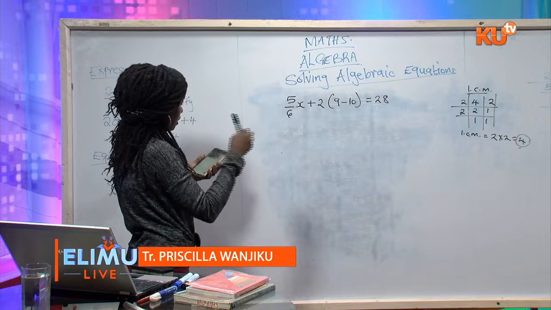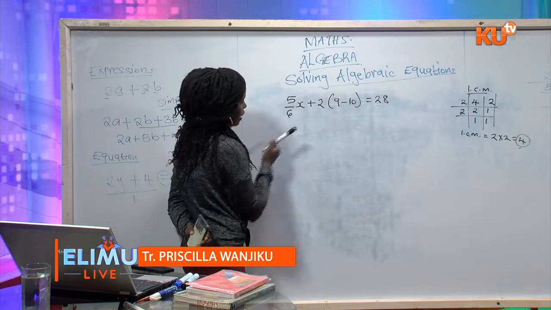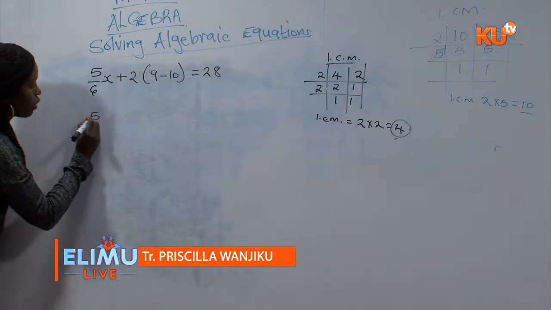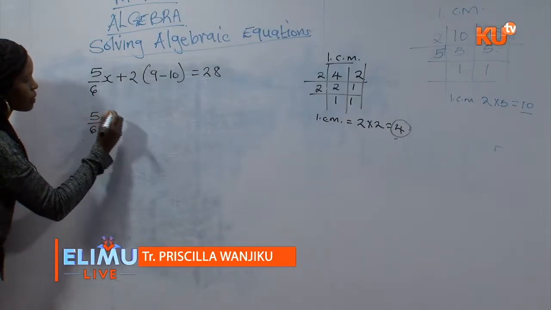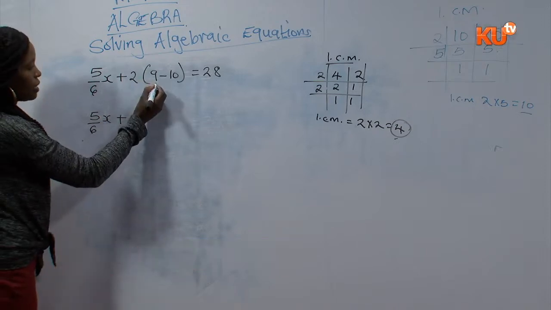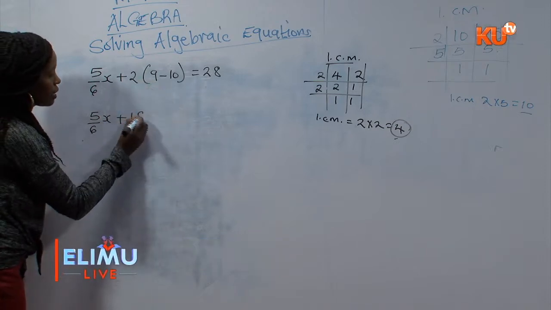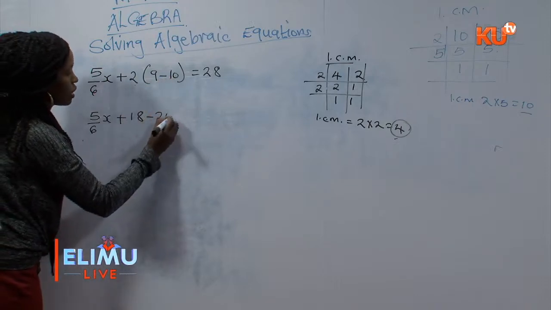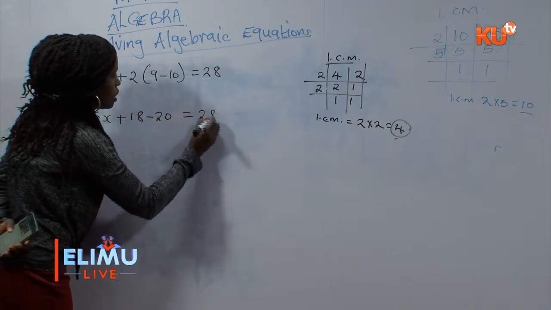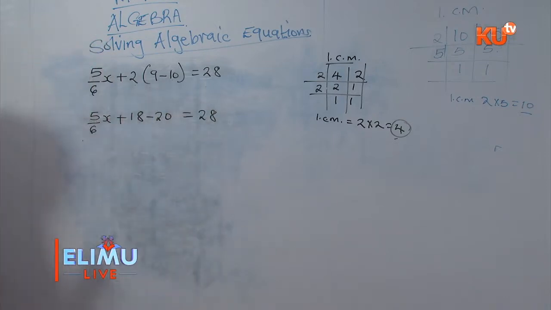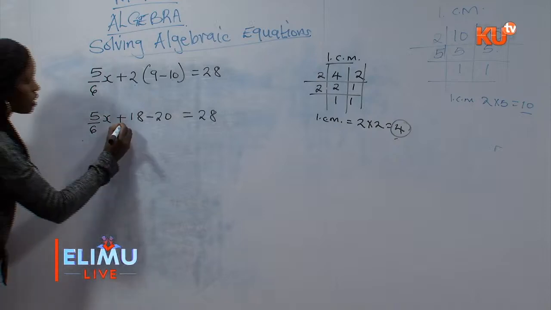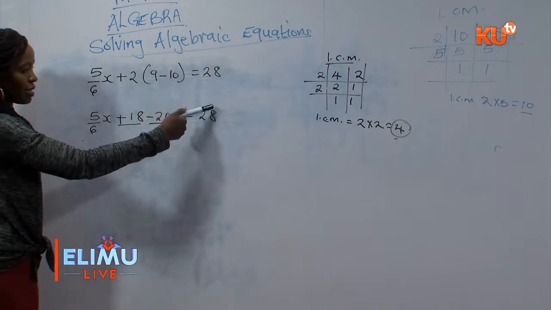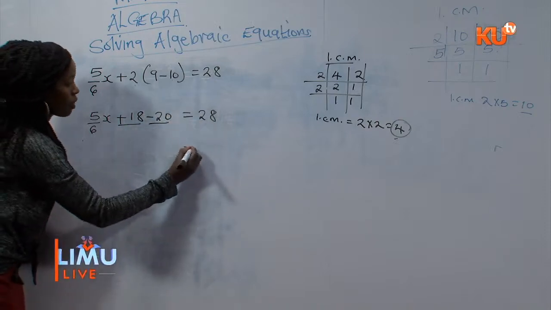So we are going to do it just like the way we have done the others. So here we have a bracket, so we need to open it up first. So this fraction, we copy it down just the way it is, x plus 9 times 2, we are going to get 18. This sign is going to remain, then 10 times 2, we get 20, is equal to 28. From there now we collect the like terms. This is positive 18 and we have negative 18. We take them to the other side where we have the numbers.